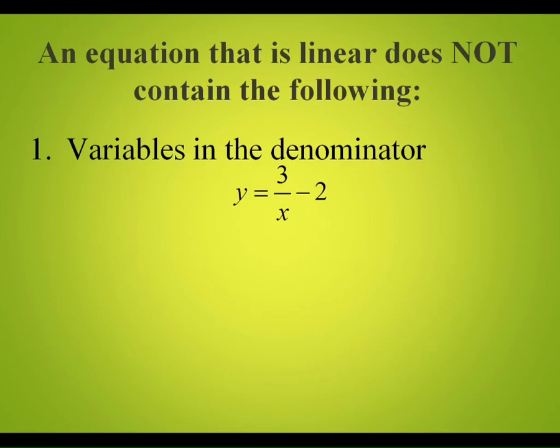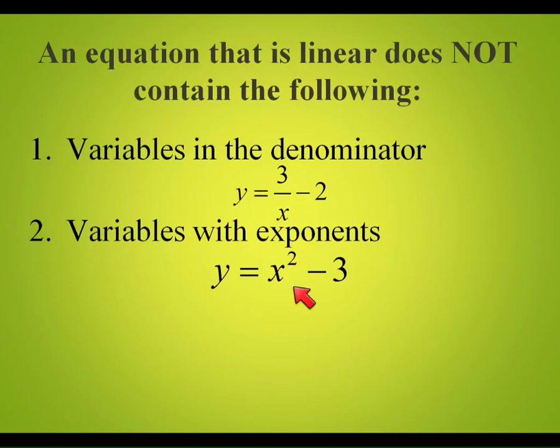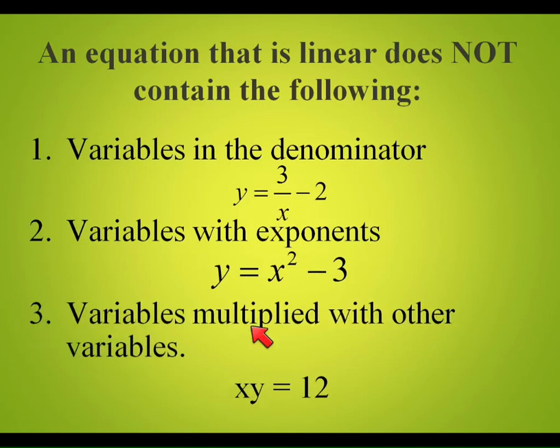One way is if you have a variable in the denominator. If you have a variable in the denominator, you graph this, it's going to be some curved line. It's not going to be a straight line. The other way we just mentioned, if you have any variables with an exponent, it's going to be a curved line, not a straight line. And the third way is if you have any variables multiplied by each other, like x times y, not a linear graph. If you see any of these three things in your function, you know it's not going to be a straight line. Otherwise, it probably is.